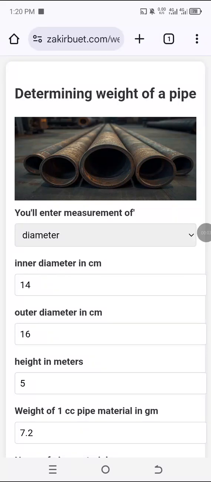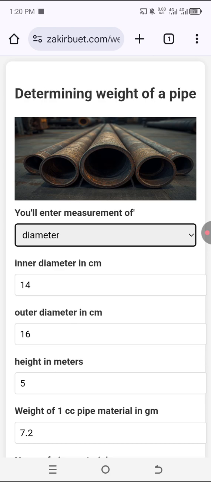This is a sort of mathematical problem for the Bangladesh NCTB class 9 students. Okay, this is about determining the weight of a pipe. It's definitely hollow, and you will have to input different quantities. First of all, choose between diameter and radius. So it says you will enter measurement of diameter.